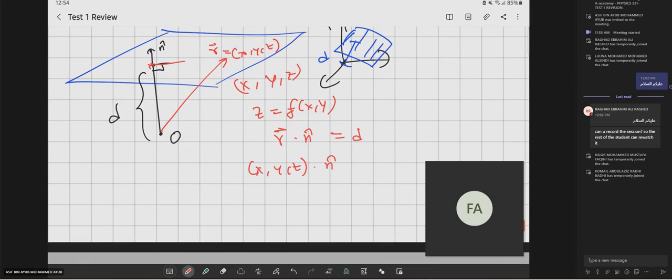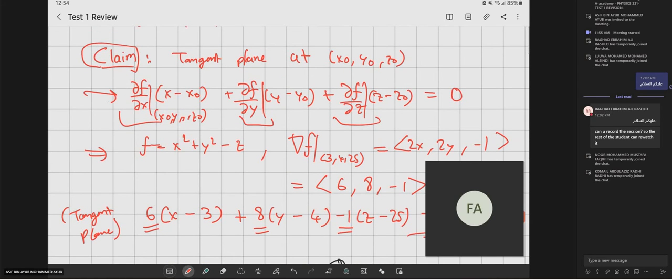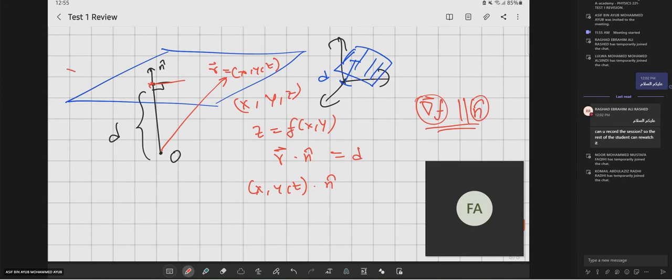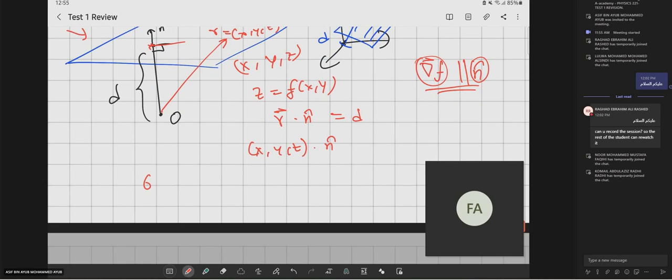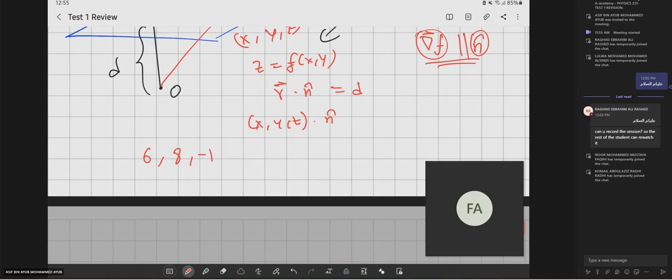So I claim that the gradient of f is parallel to the normal. Notice that this is different from taking this. This is not the gradient. This is actually a combination of the gradient with x minus x naught, y minus y naught, z minus z naught. So I claim that gradient of f itself will be parallel to n hat. This is from the equation of the plane. We found the gradient, 6, 8, minus 1. N hat is parallel to 6, 8, minus 1.